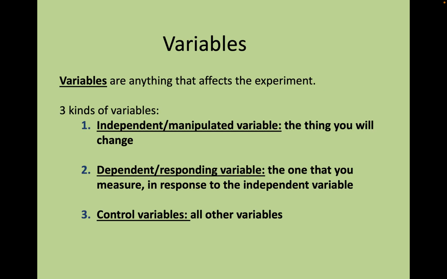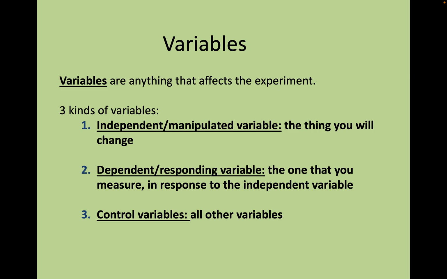This is the longest one of the whole notes. So, a variable is anything that can affect an experiment. We can group them into 3 different kinds, depending on what the variable is for. So an independent variable, or sometimes called a manipulated variable, is what you are going to change. So in our experiment with rain, maybe we're going to change how fast the person's going. That would be our independent variable. The dependent or responding variable is the one that you're measuring. So in our case, it would be how wet they are, how dry they are.